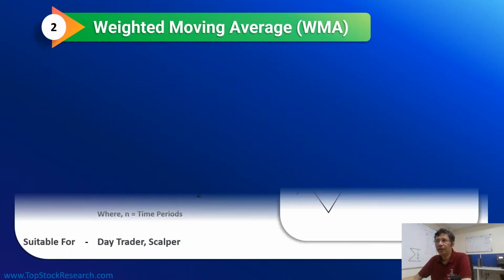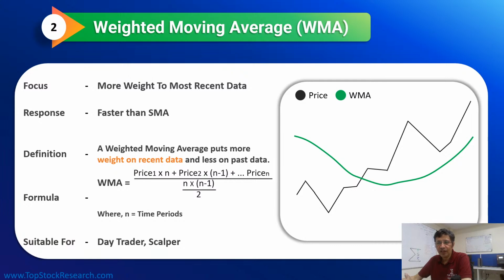The second one is the weighted moving average. This is a variation of simple moving average. What is the purpose of it? It has to give signals faster than the simple moving average. So there's a variation wherein it gives higher weight. As it says, weighted moving average gives higher weight to the most recent data compared to the older data. That means the latest price movement gets more weight compared to the older data.